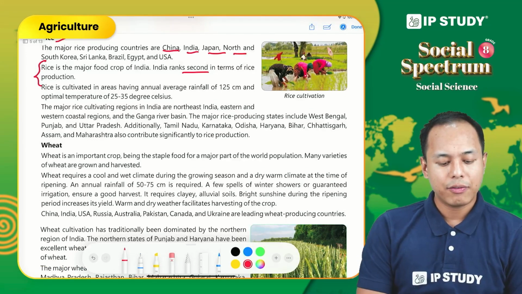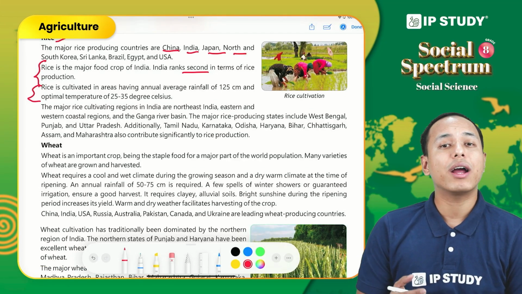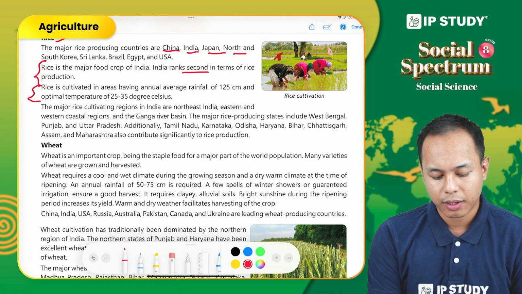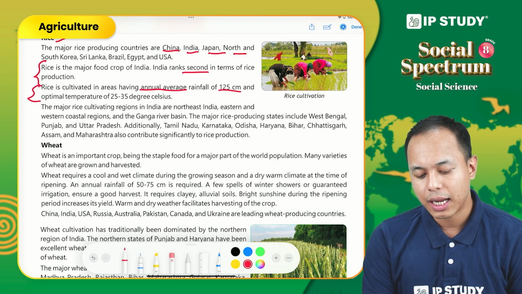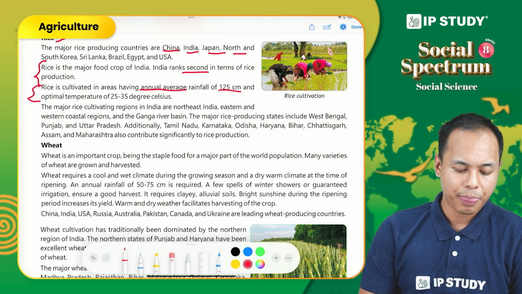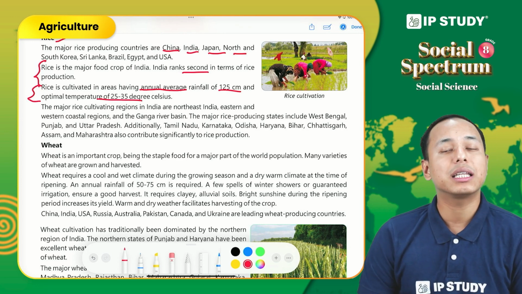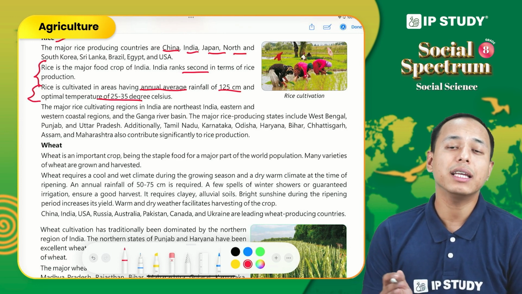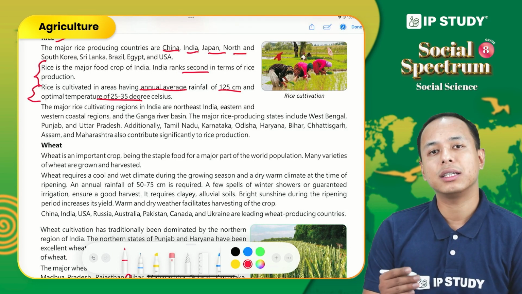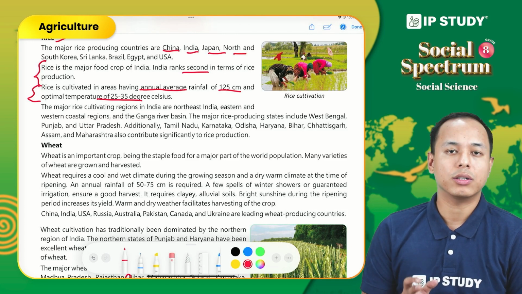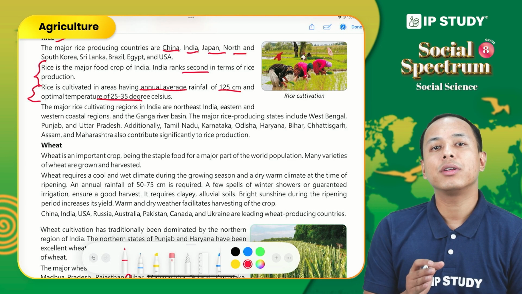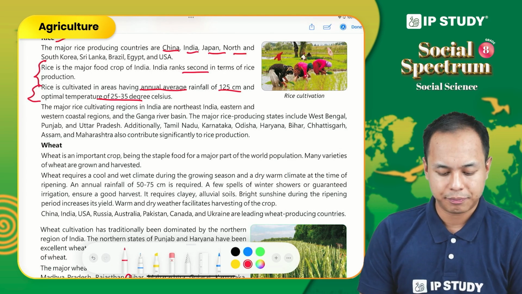Okay, and if you look at the climatic condition required for the cultivation of rice, it requires annual rainfall of 125 centimeter and temperature of 23 to 35 degree Celsius. And during its planting season, rice requires a huge amount of water. So mostly during the monsoon season, rice is cultivated.